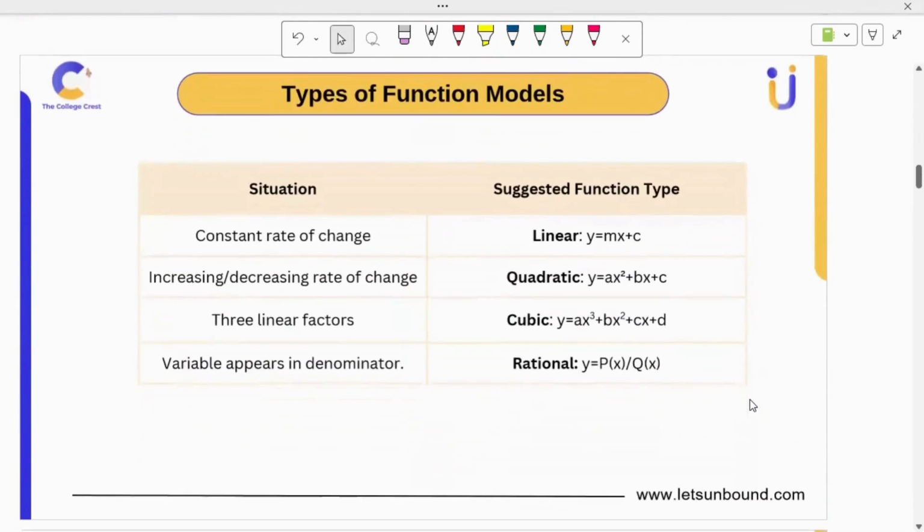Now, if you have these instances: if your situation has a constant rate of change, it's a linear function. An increasing or decreasing rate of change suggests a quadratic. And if you are making something with 3 linear factors, of course it will result in a cubic. If your variable appears in the denominator, it might be rational. This is the situation and the suggested function type.